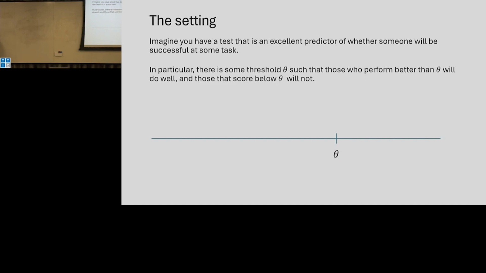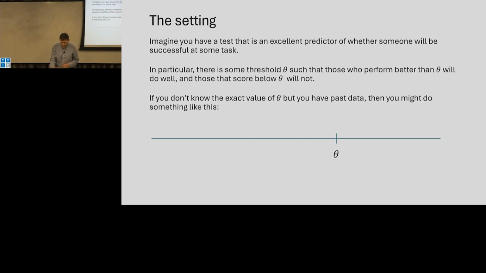This is not exactly realistic, but maybe there's some test where, in order for students to take the class, they have to take this test, and there's some threshold where those who perform better will do well, and those who score below will not. If you don't know the exact value of theta, but you have past data on who did well and who didn't, then it's a simple learning problem in one dimension. You have some positive examples and some negative examples. Then you might pick some threshold in between the smallest positive and largest negative. Maybe you pick the halfway point.